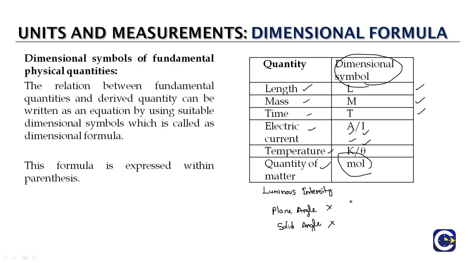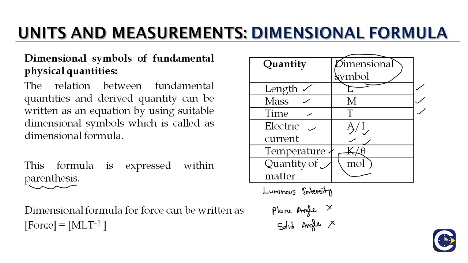Now if we express the relation by using these dimensional symbols and write it as an equation, where we have the physical quantity as well as the dimensional formula within parentheses, that is what we call the dimensional formula, and that equation will be called the dimension equation. So just to go back and look at the dimensional formula for force, we keep it within the parentheses. The relation is mass to the power 1, so instead of mass we use the symbol M, length power 1, instead of length we use the symbol L, and time power minus 2, so instead of time we use capital T. So this is what we call the dimensional formula.